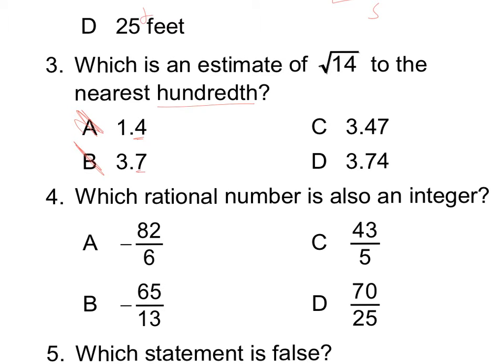In our calculator, if we do square root of 14, it's an irrational number. So you get 3.74165. Which would mean our answer is D.